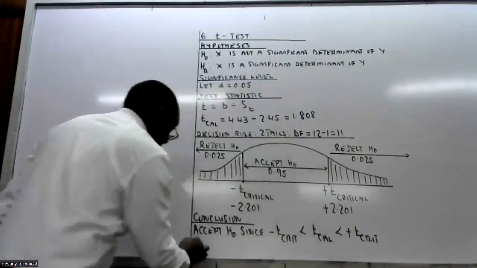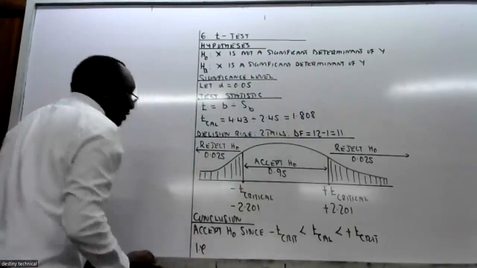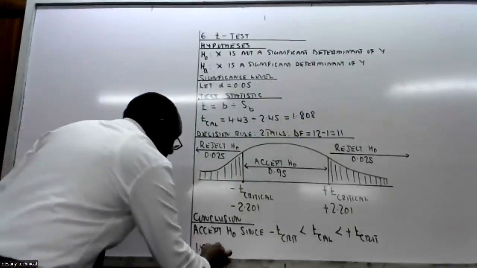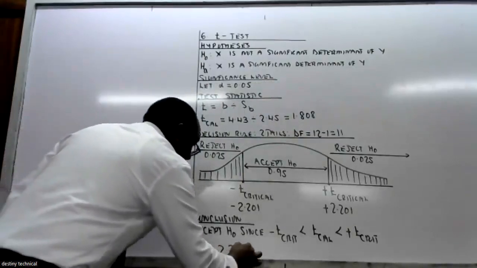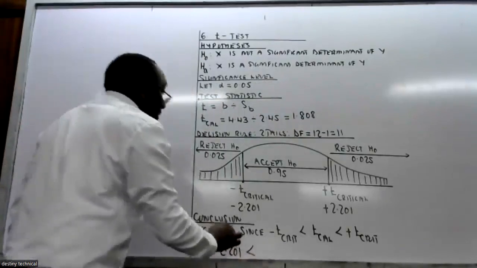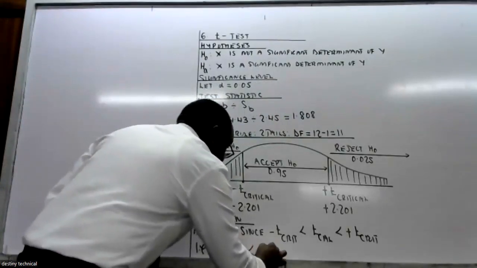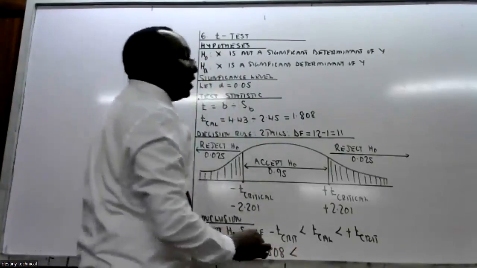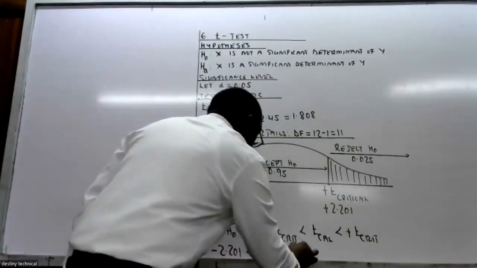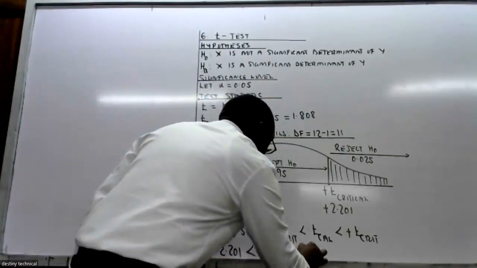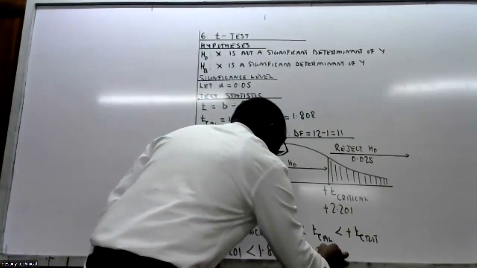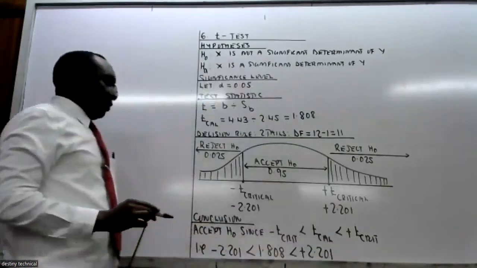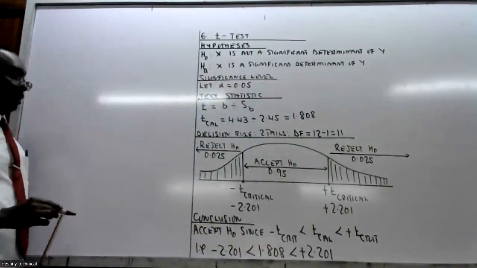That is, minus 2.201 is smaller than 1.808, which is smaller than positive 2.201.